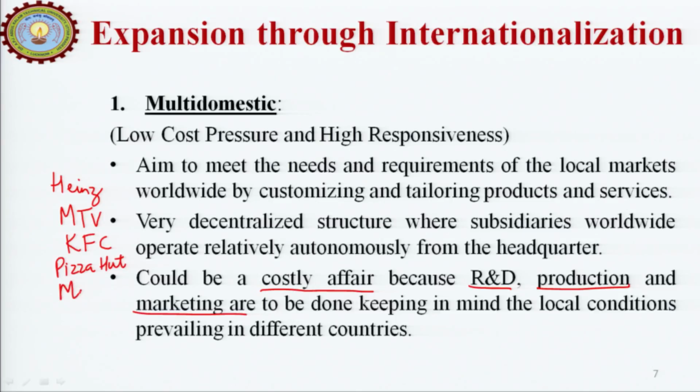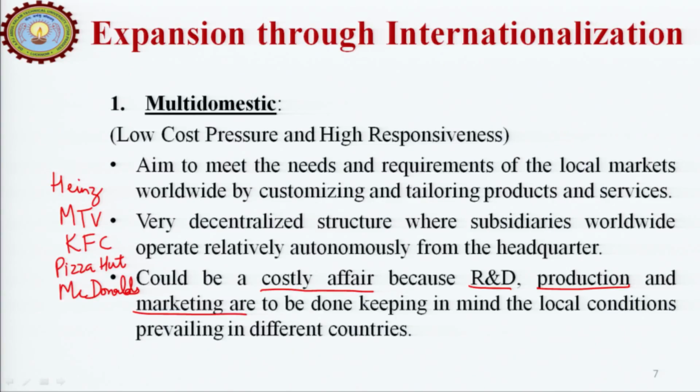And very, very common, very, very popular, McDonald's. Now, McDonald's burgers will vary from area to area, from country to country. For example, in many parts of the world, it will sell burgers which contain beef, which contain pork. But in India, they will not sell burgers which contain pork or beef, because a large part of the population is sensitive about pork and beef.